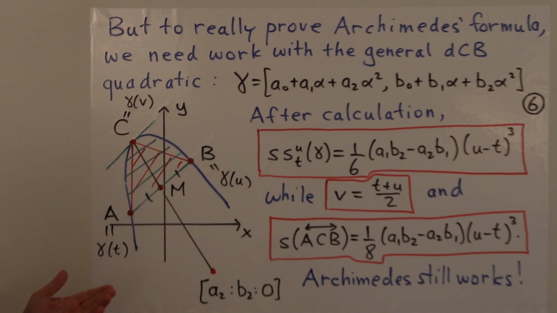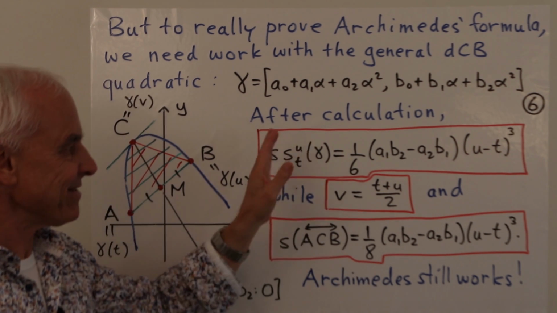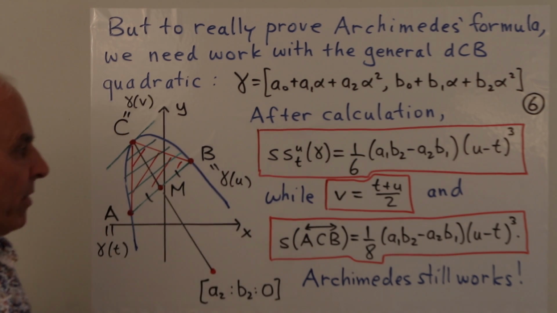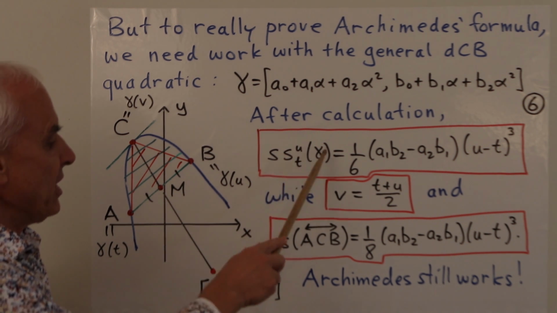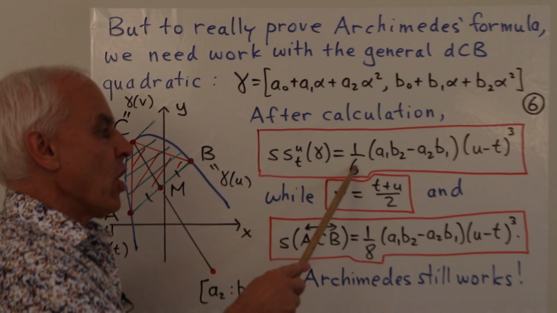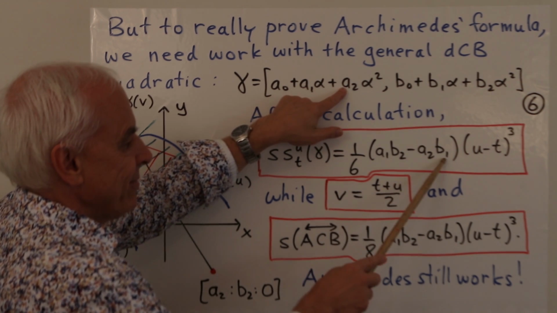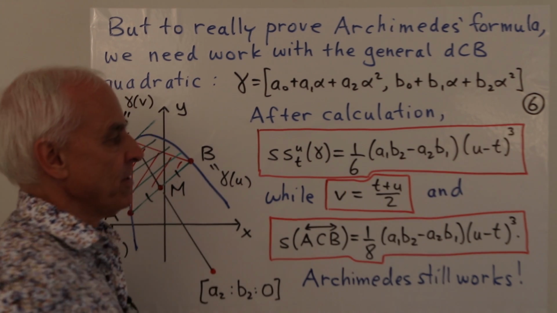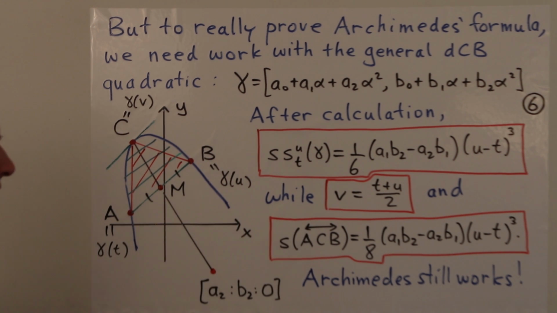Okay, so now one can make a calculation that's exactly parallel to what we just did, except it's slightly more complicated because the two ingredients here are a little bit more complicated, but still not too hard. And you can determine that the signed slice area from u to t of gamma is 1/6 of a1b2 minus a2b1. It's like a cross product term there, times u minus t cubed. So this is a generalization of the formula that we got in the previous slides.